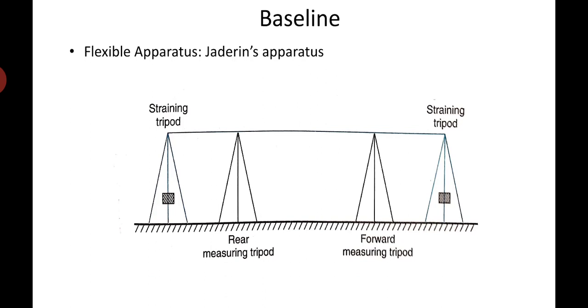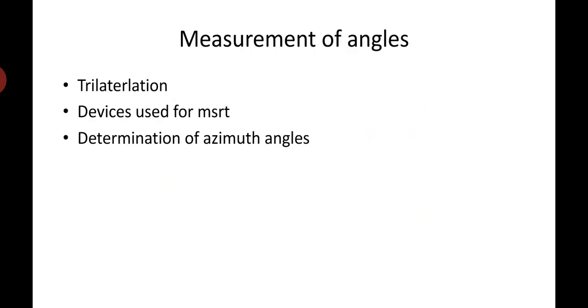Due to the greater length of the flexible apparatus, a wider choice of the base site is available. Since rough ground with a wide water gap can be utilized, the speed of measurement is quicker and thus less expensive. Longer bases can be used and more check bases can be introduced at closer intervals also. Then measurement of angle can be done by trial iterations. Devices used for measurement also can be used. Then determination of azimuth also can be done to determine the different angles.